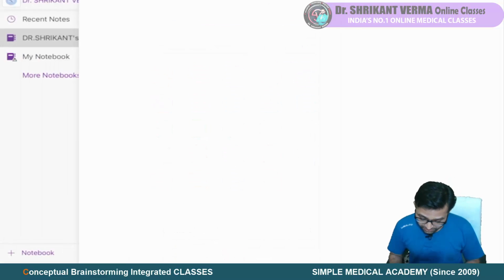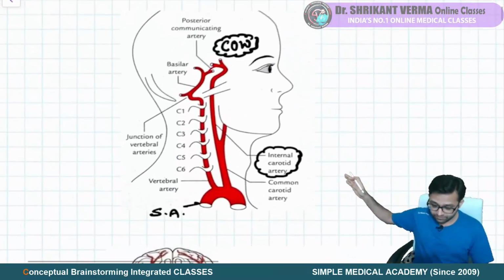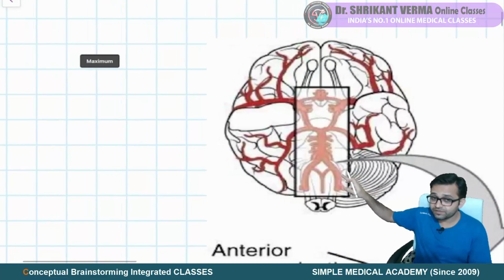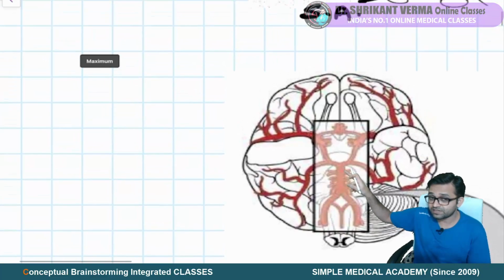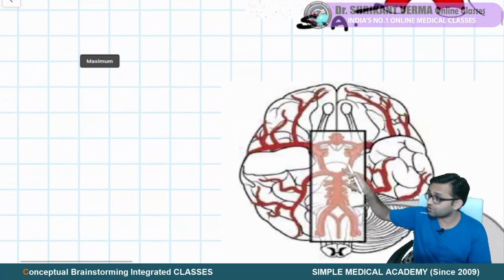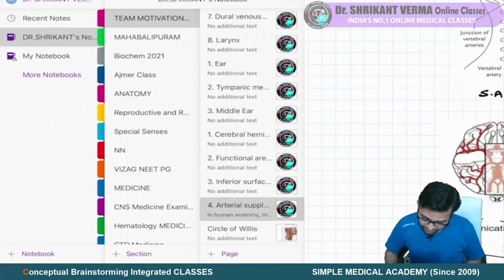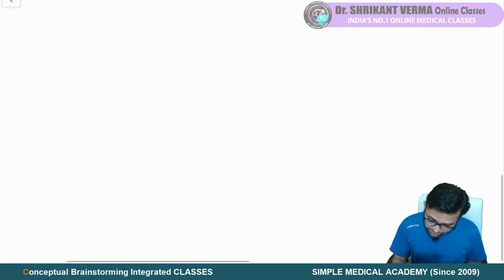Yes, in the detailed class, I told you all these things, how these are making the circle of Willis. So in this diagram we had seen the basilar artery, with the vertebral arteries fusing together and making the basilar artery, and then here is the formation of the circle of Willis. This is our internal carotid artery. So the same diagram in an easier way we are going to draw. Try to understand.